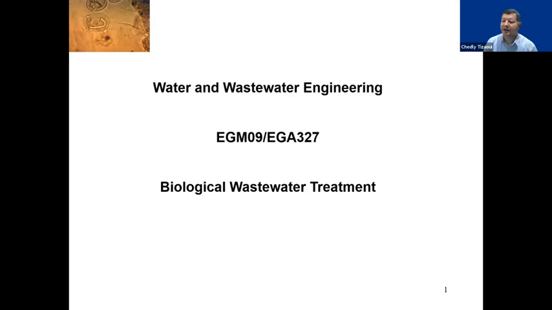We are going to look at biological treatment today, which is another unit operation. It's more or less the heart of a wastewater treatment process. It would involve using microbes to treat the wastewater. Please bear in mind, we don't use microbes to treat drinking water, although microbes can be involved in the treatment of drinking water. But here we talk about wastewater treatment.